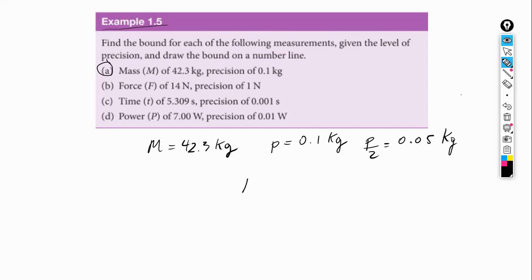remember that we put m, which is the measurement we made, in this case the mass, is greater than or equal to m minus p halves, right? So this would make it 42.25, right? 42.25 kilograms, and m would then be less than 42.35 kilograms.